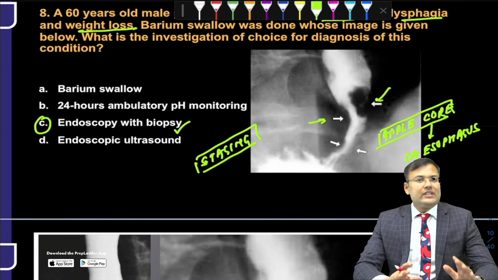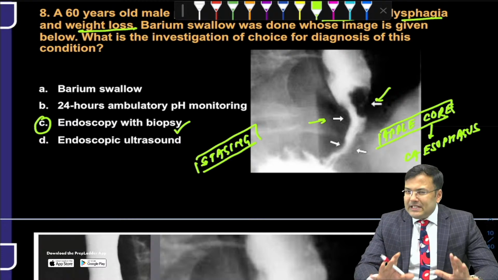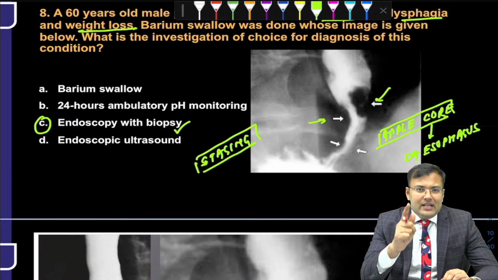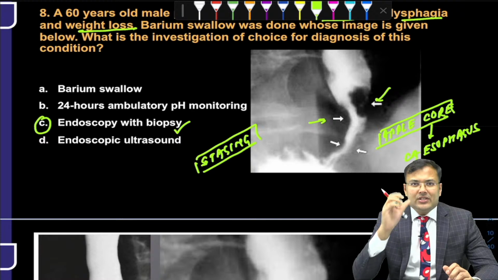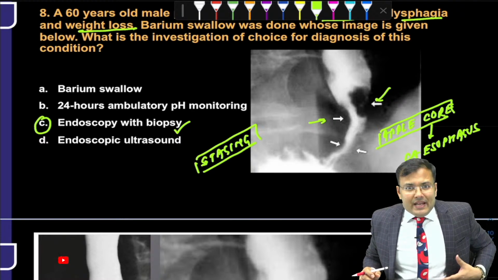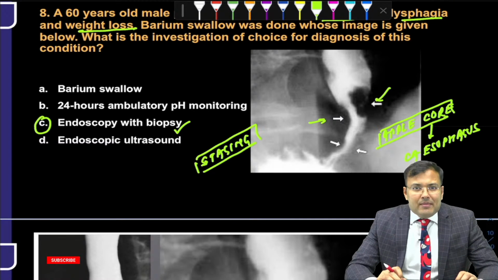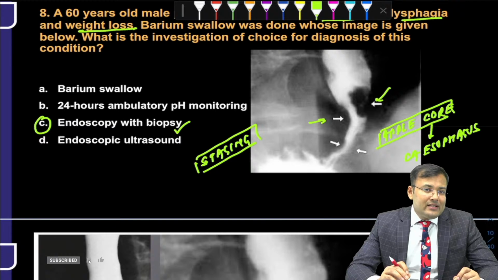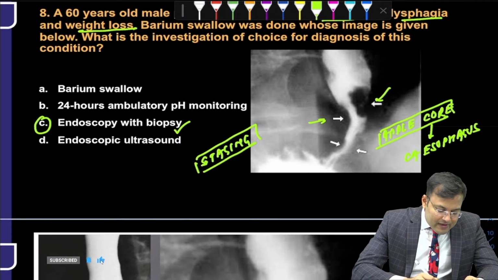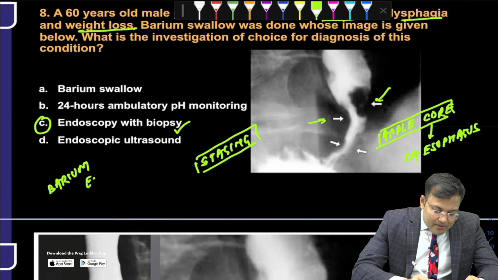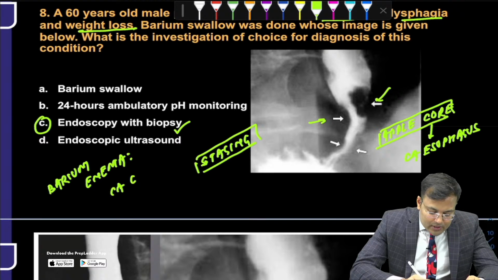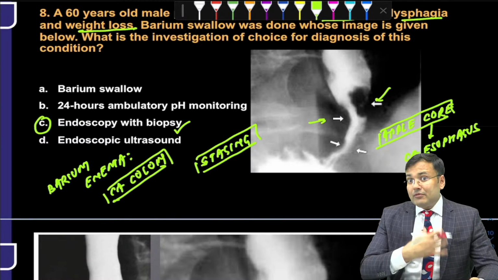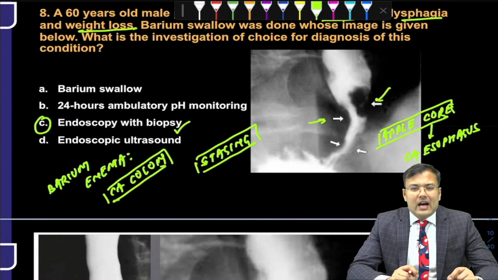Speedy Singh wants to say that, sir, apple core appearance is specific. No, it's not specific. It depends on the investigation. Imagine if you are performing barium enema. On barium enema, if apple core appearance is there, it is seen in carcinoma colon. But if it is seen on barium swallow, this is seen in carcinoma esophagus.